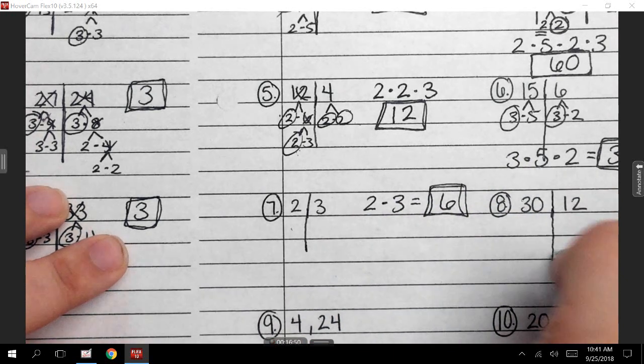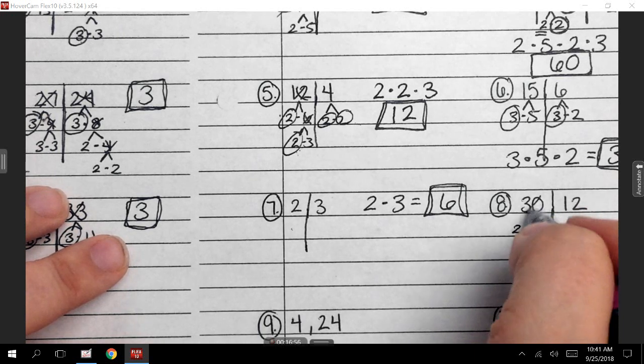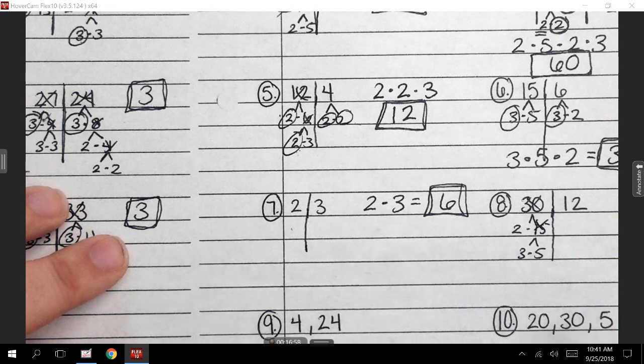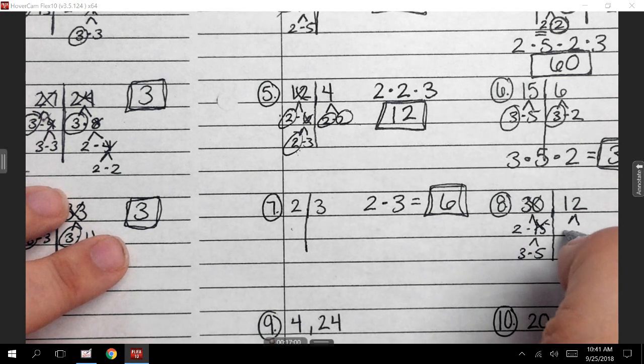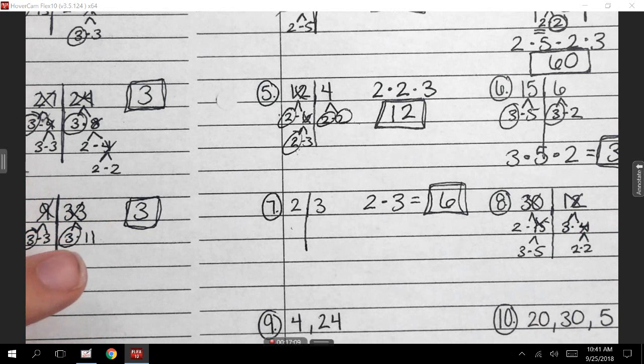All right, number 8, 30 is going to split into 2 times 15. 15 is going to split into 3 times 5. Okay. 12 is going to split into 3 times 4, and 4 will split into 2 times 2. If you split that a different way, that's okay. If you did 2 times 6, we'll still get the same thing. Just make sure you split up your 6 as well.